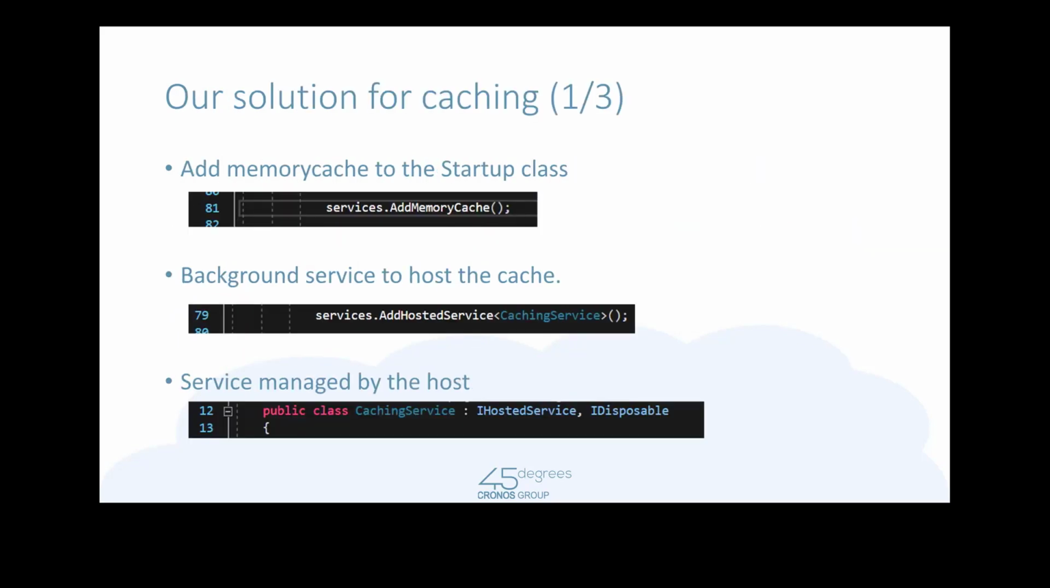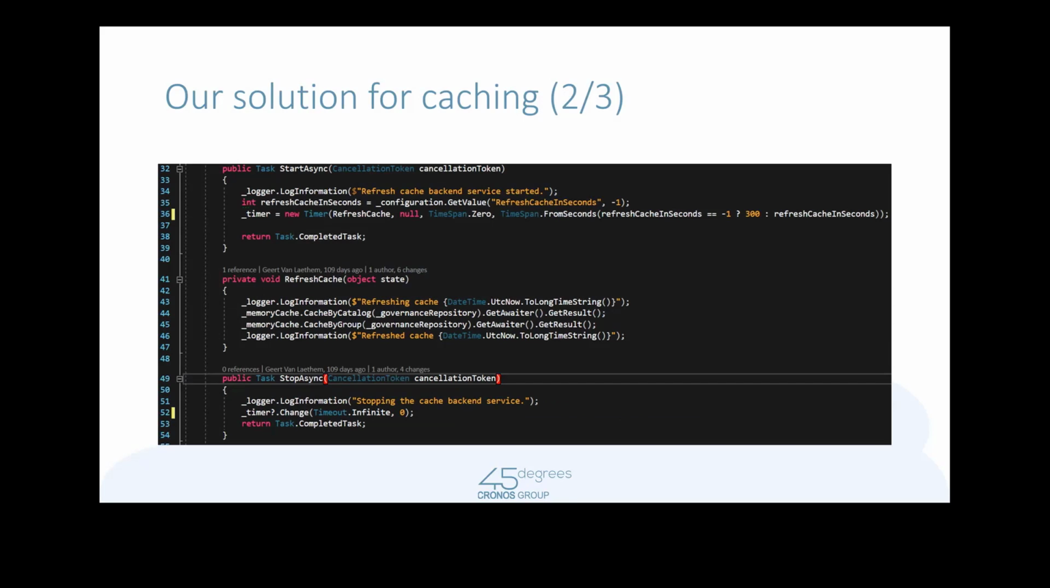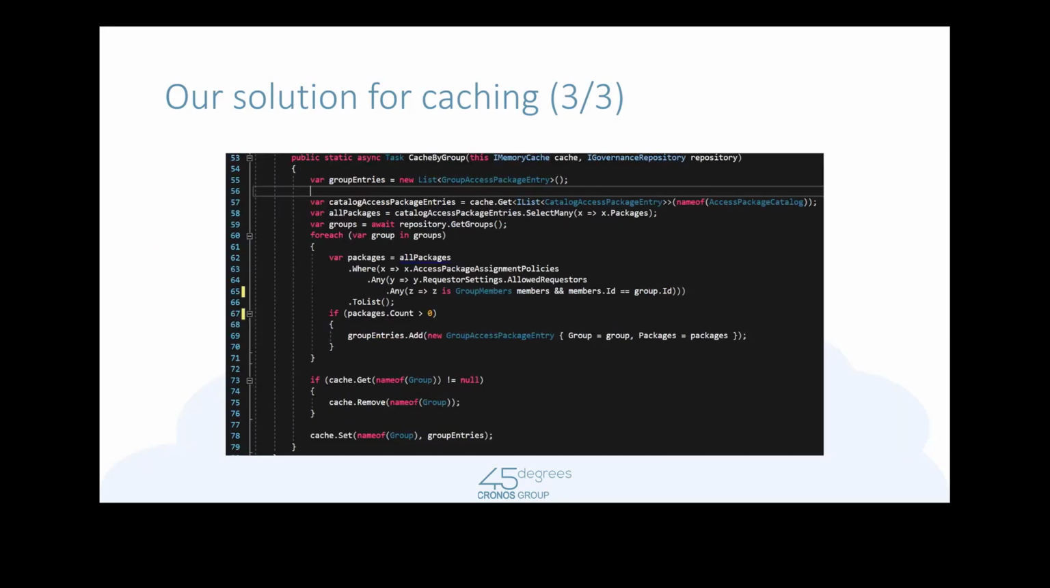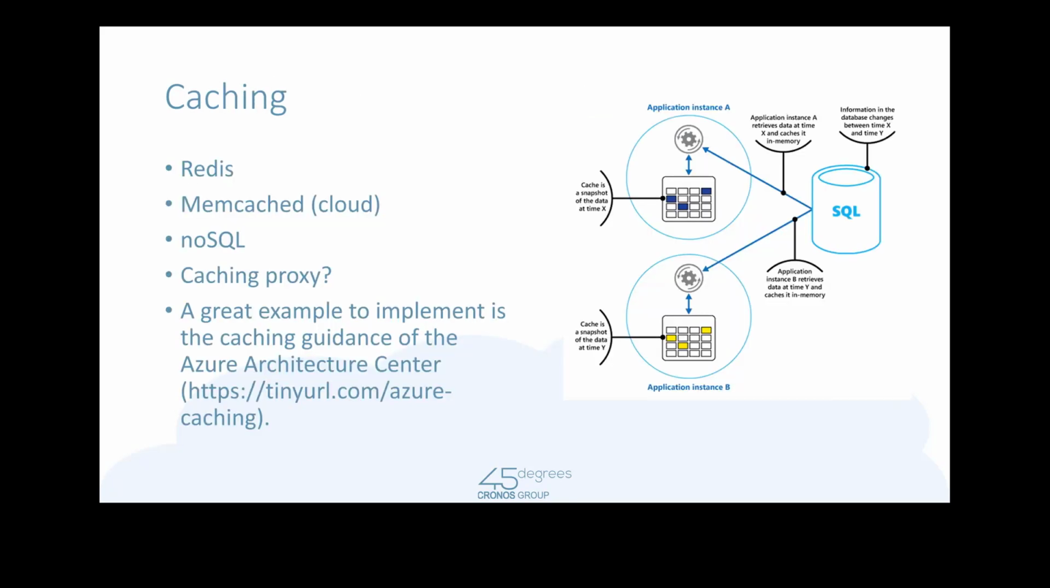Here an example, our solution for caching, you can see afterwards how we did it. So it can give you a little bit of an inspiration. But in the future, we're still considering Redis or Memcache, the cloud version, or maybe a caching proxy, but that's a big question mark.